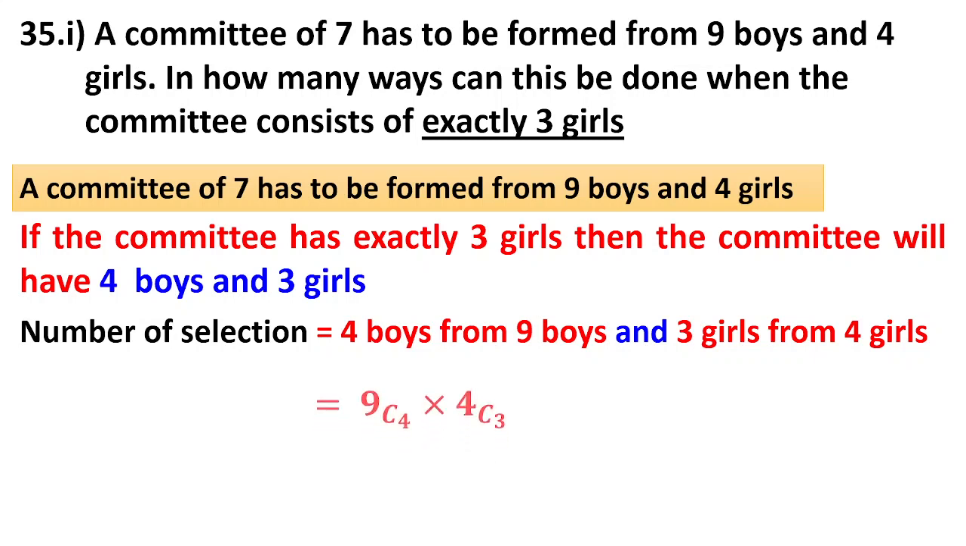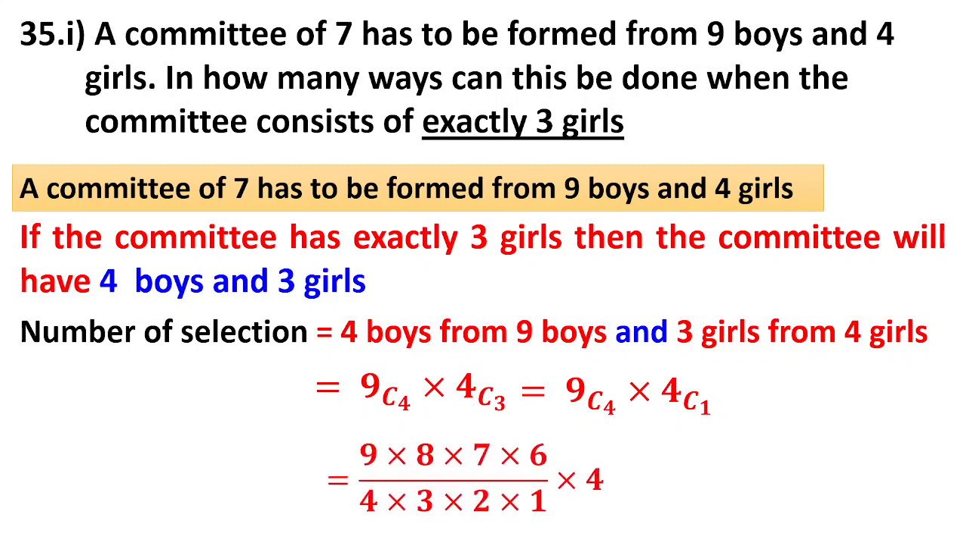Therefore, 4 boys from 9 boys is 9C4, and using the principle of counting, multiply by 4C3. Now this 4C3 can be written as 4C1 by making use of the formula nCr is equal to nC(n minus r). You are getting the answer as 504.